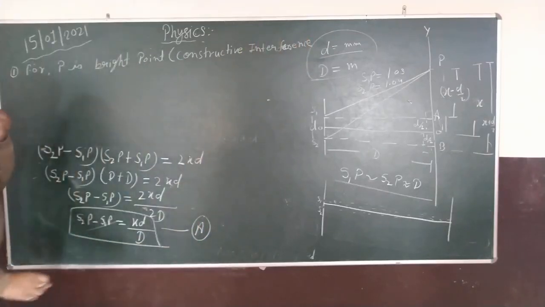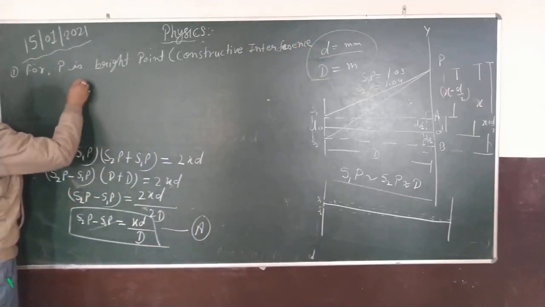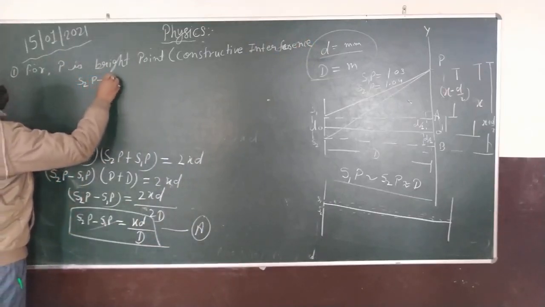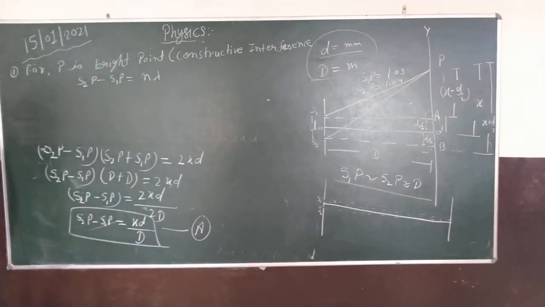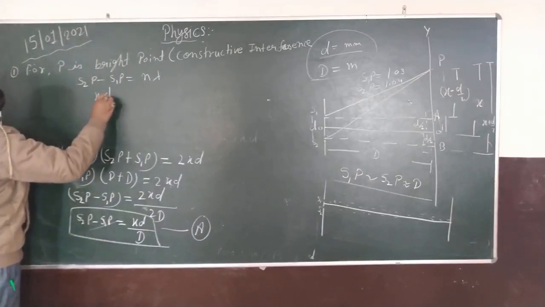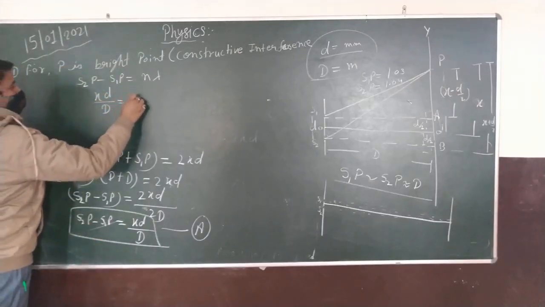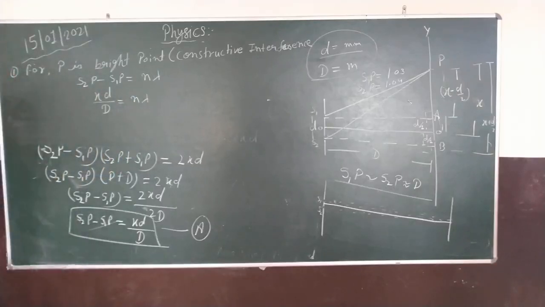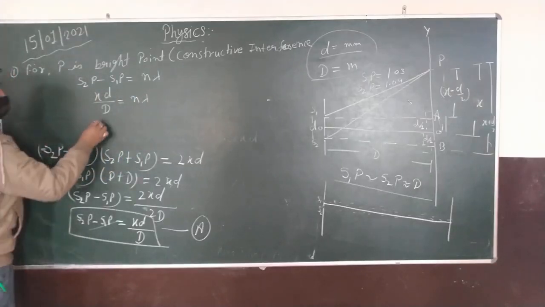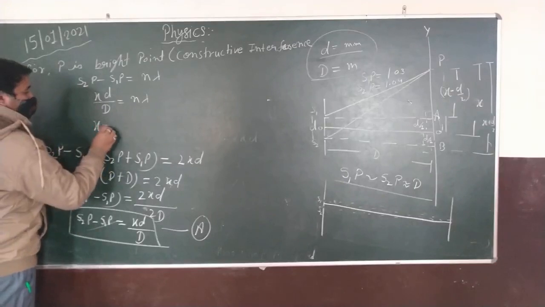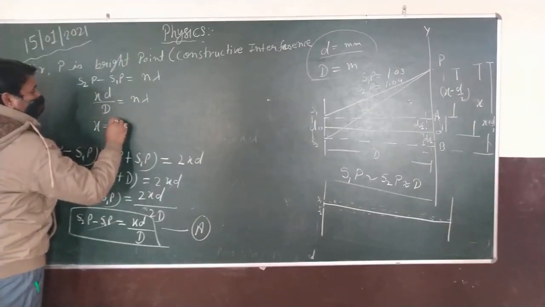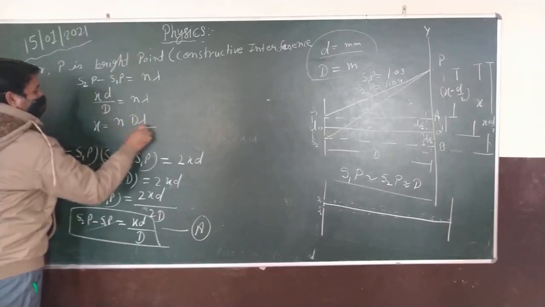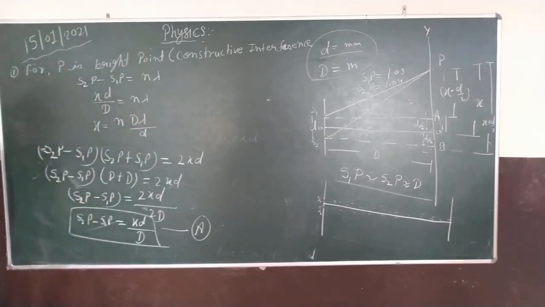Okay, the path length S2P minus S1P is equal to n lambda, and we have this value equal to xd upon capital D is equal to n lambda. Therefore, we calculate the distance as x = n D lambda upon small d.